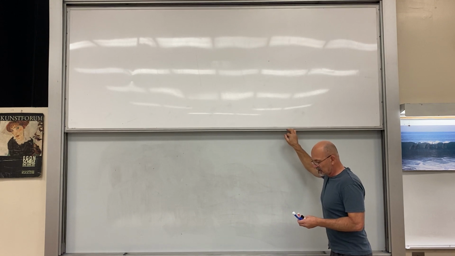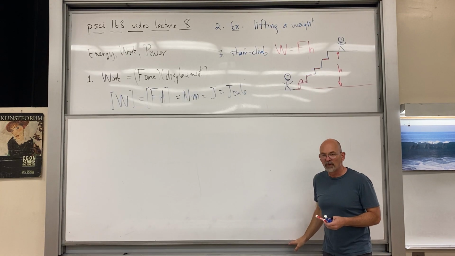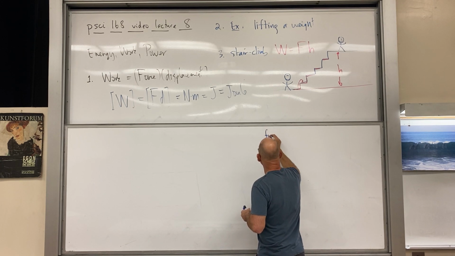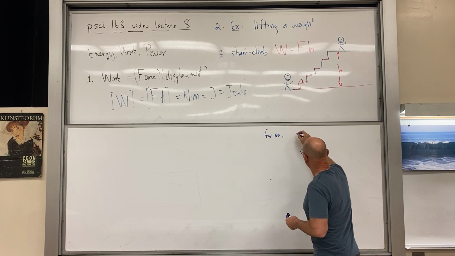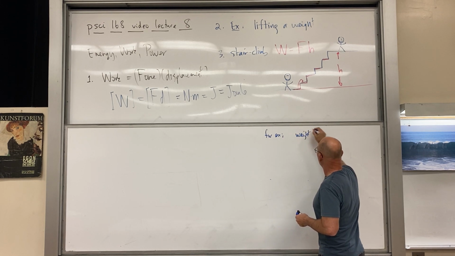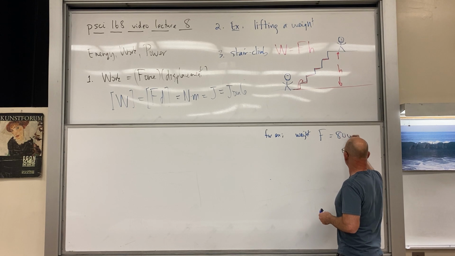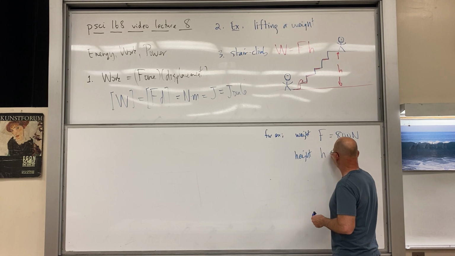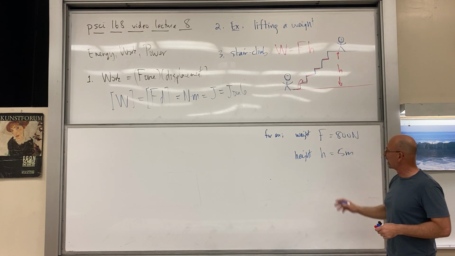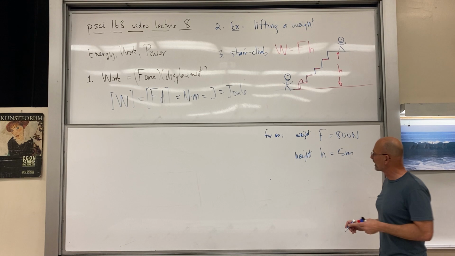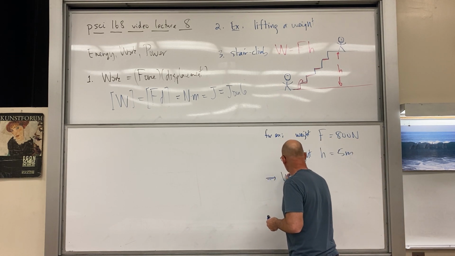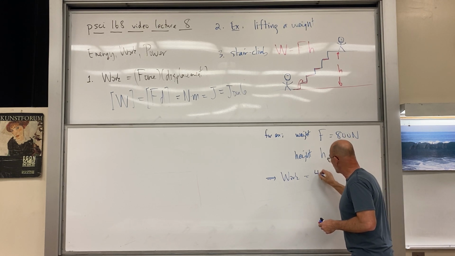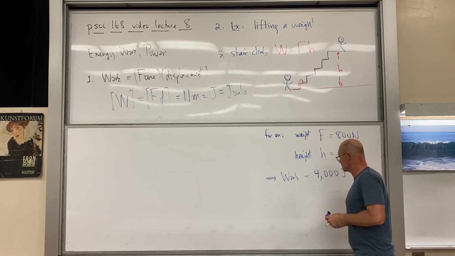So now's the time to plug in a number or two. So my example is going to be, for example, if my weight F is 800 newtons, and the height of the stairs h is 5 meters, then I would have 800 times 5 would be 4,000. Then the work equals 800 times 5 equals 4,000 joules.